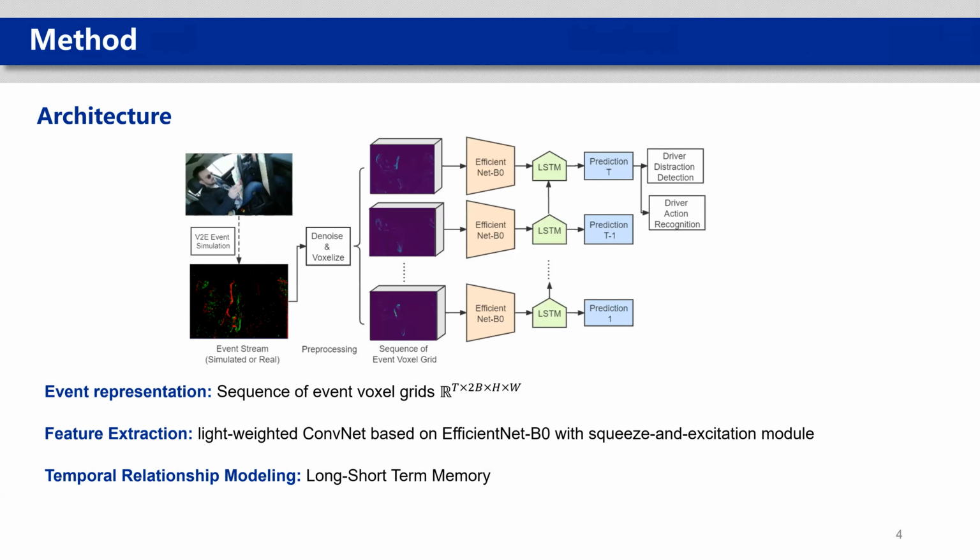Here we display our architecture. The event streams are first denoised and voxelized in the pre-processing stage to generate a sequence of event voxel grids. Then the voxel grid features are extracted using a light-weight conv-net and fed into the LSTM for temporal modeling. Finally, driver distraction and action are predicted.